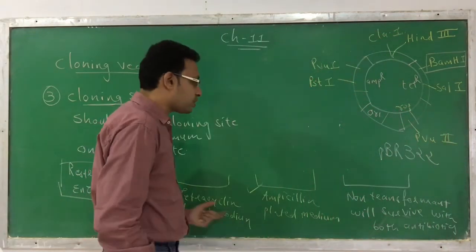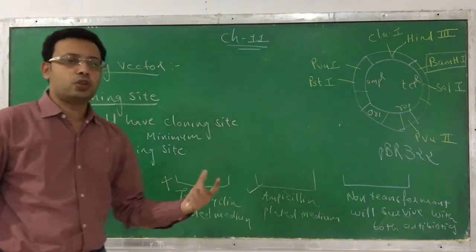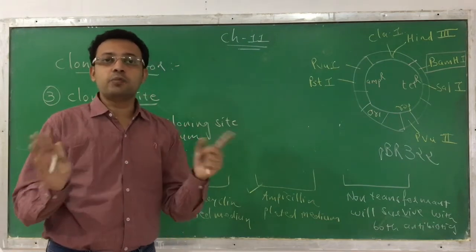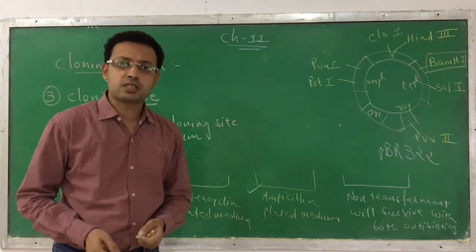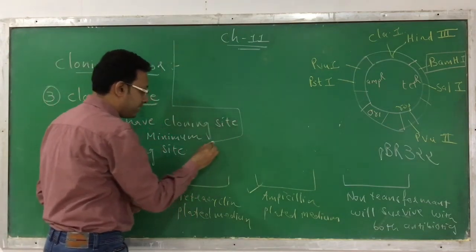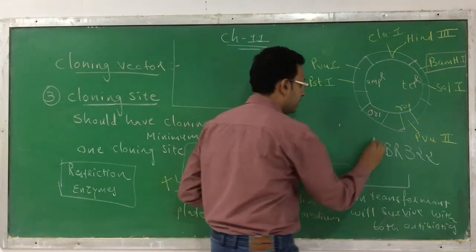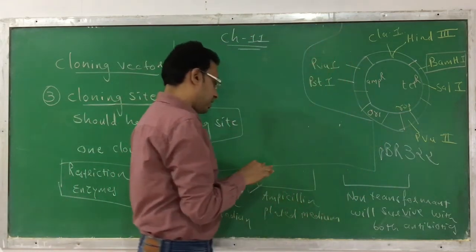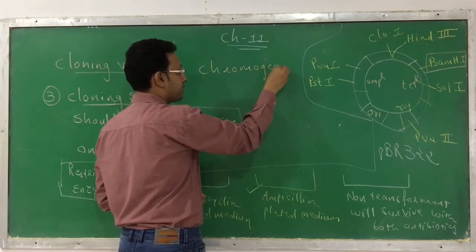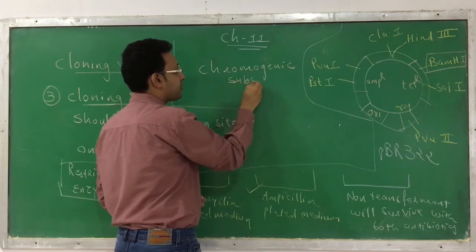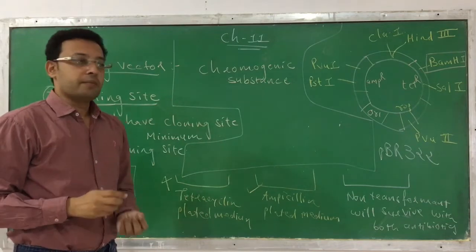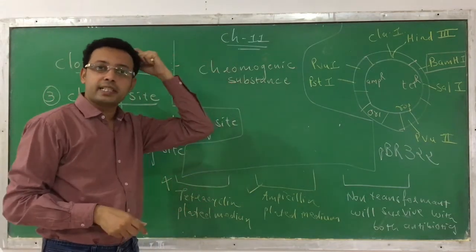But if you see this process, simultaneous plating and so on, this selectable marker process is too complicated. Is that right? It is too complicated, too cumbersome a process. Clear? So that's why a new selectable marker technique has been developed. Okay? It is based on a chromogenic substance. Chromogenic substance means a substance which is capable of giving a color. They are called chromogenic substances. So here we are using a chromogenic substance.